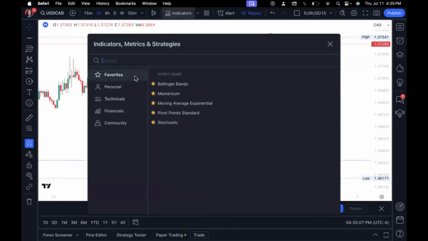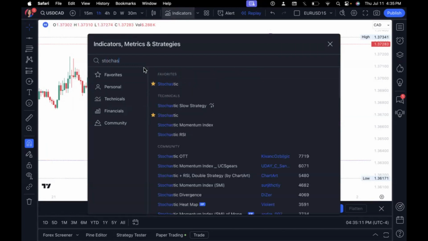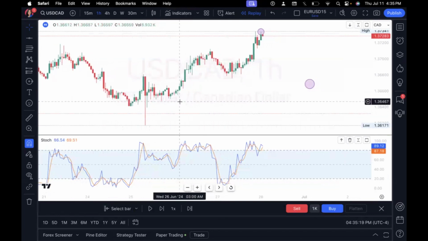So you want to go to indicators and you want to search for the stochastic. Stochastic. And you want to click on it. Now we can see that the stochastic has been added to our chart.